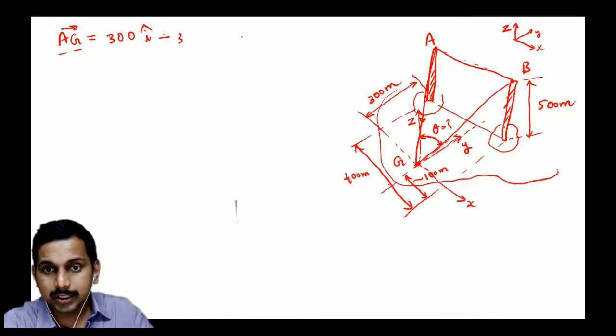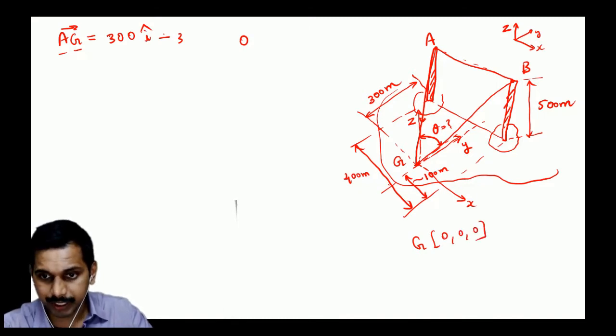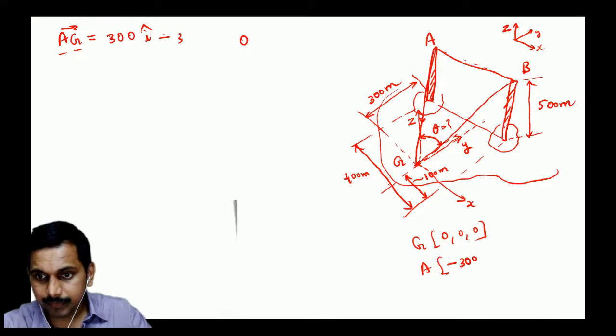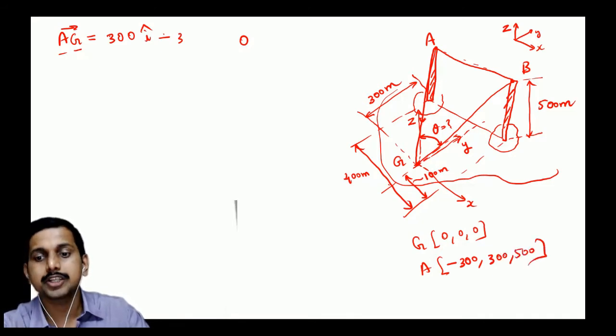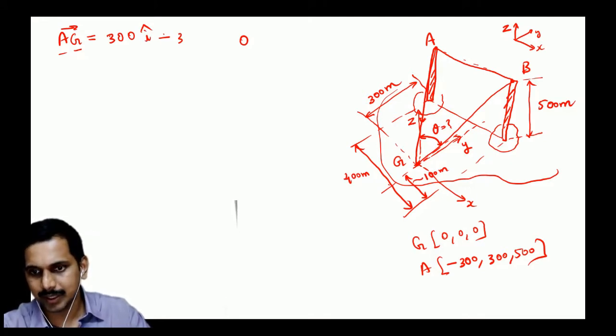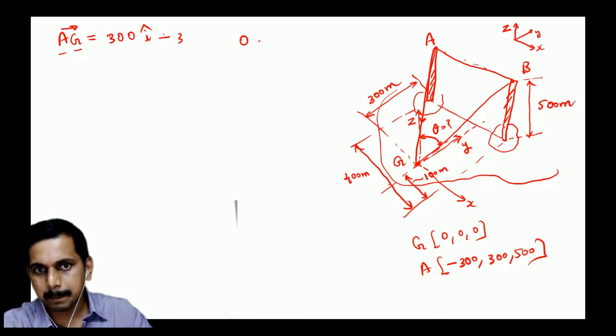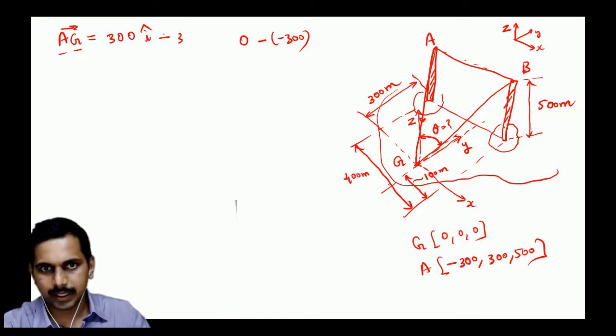If I say G is 0 0 0, those would be the coordinates, right? What are A's coordinates? A would be minus 300, plus 300 and plus 500, is it not? So now G minus A, this is 0 minus minus 300, so that would be plus 300. Are you getting that point, students?